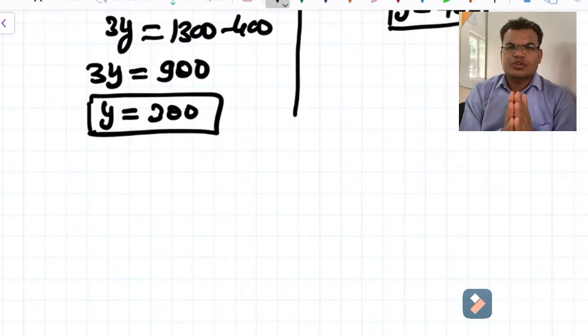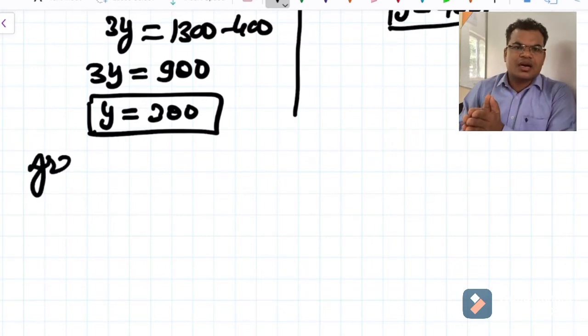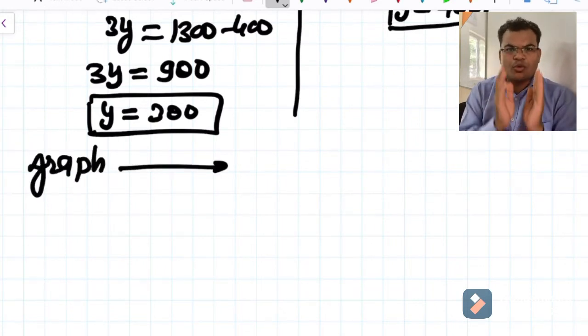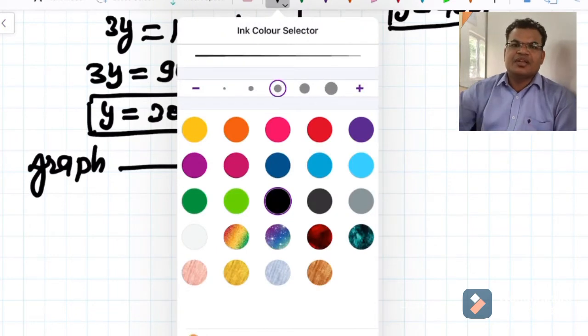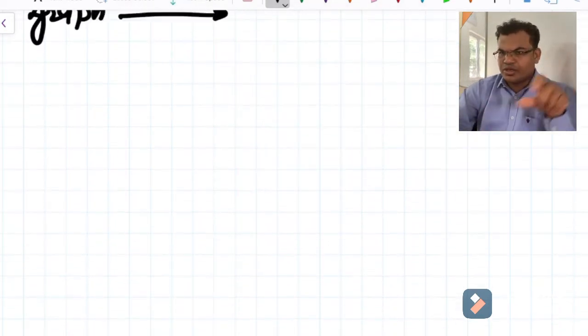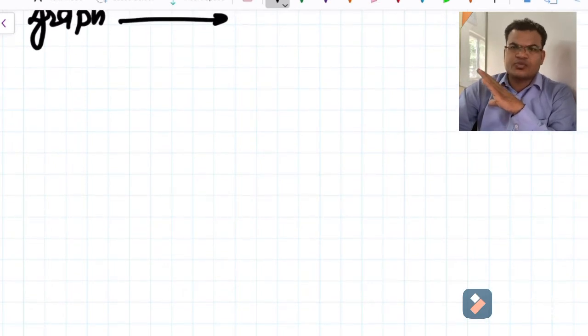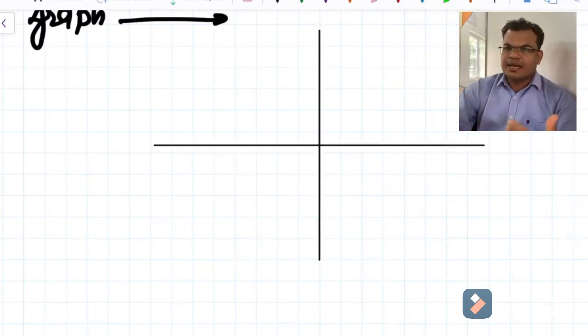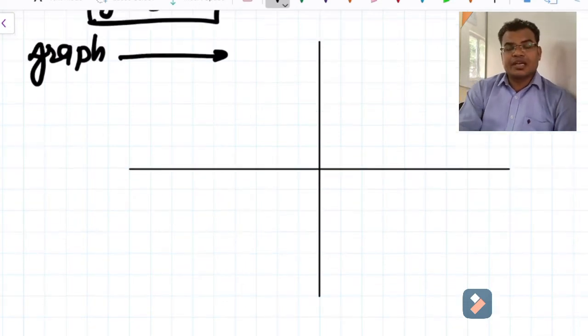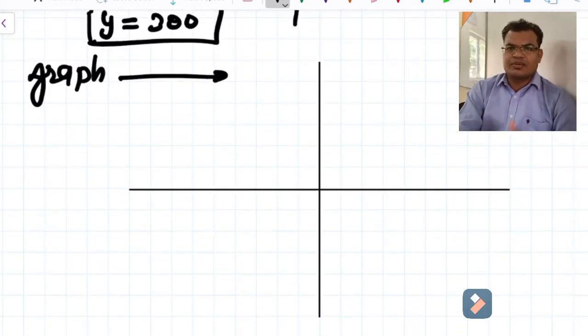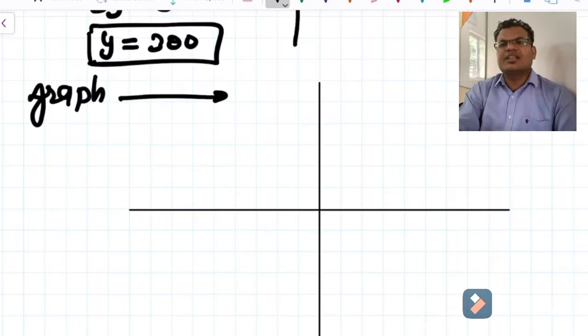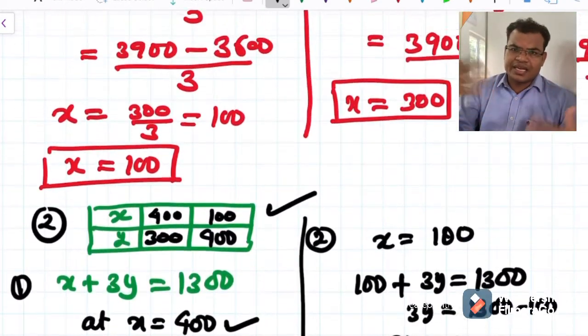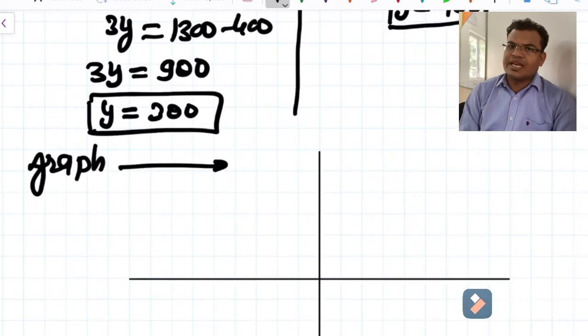What is your job now? You have to make the graph of both the equations. After making the graph, you will plot these points, whatever solutions you have got, and after plotting, you will join all the points and make a straight line. That straight line will be your graphical representation, not solution. The graphical solution is the same when the lines are intersecting. I'll take it in the next video of the next exercise 3.2.